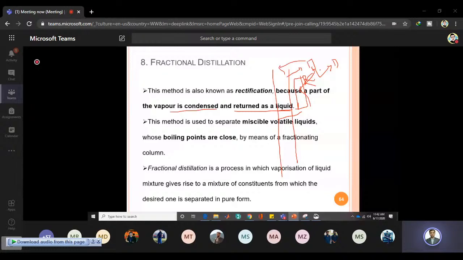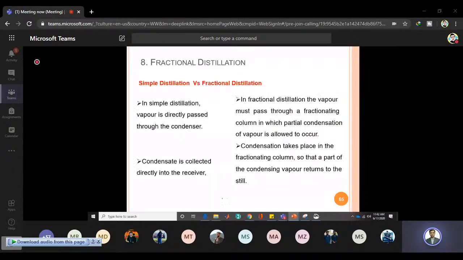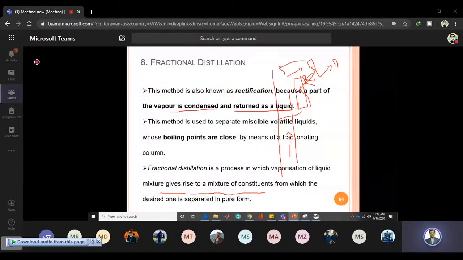Fractional distillation is a process in which vaporization of a liquid mixture gives rise to a mixture of constituents from which the desired one is separated in the pure form. I think in the last lecture we had a detailed discussion of how they give rise to a component, right? How these vapors which come from the reboiler behave with other components, and how a temperature profile is created within a column. So this is all about that column.